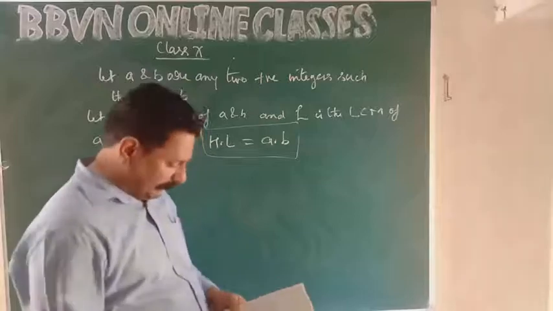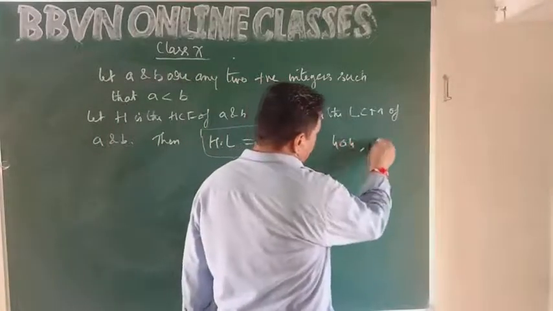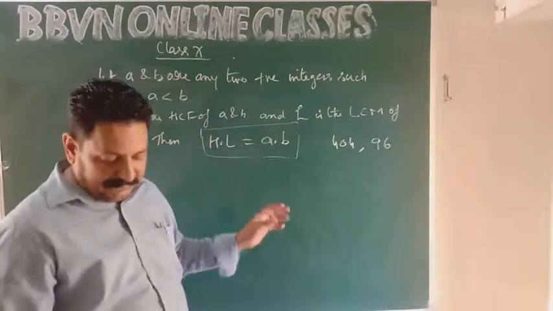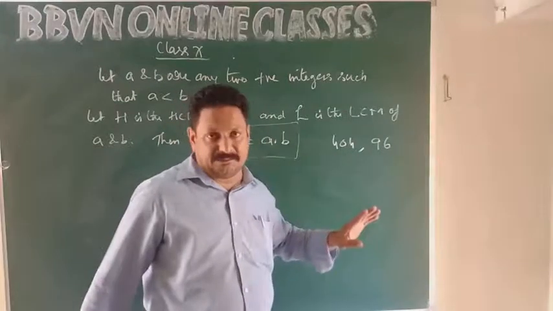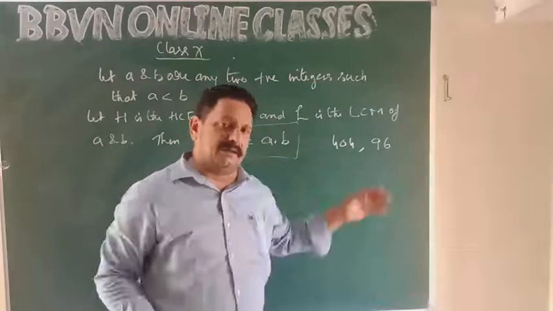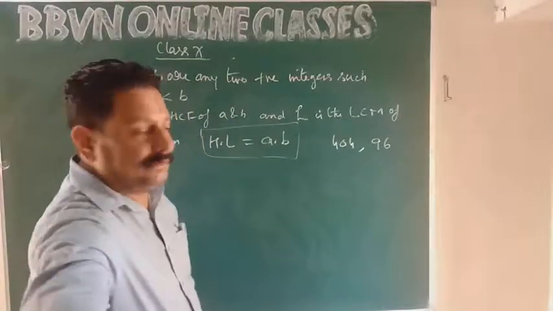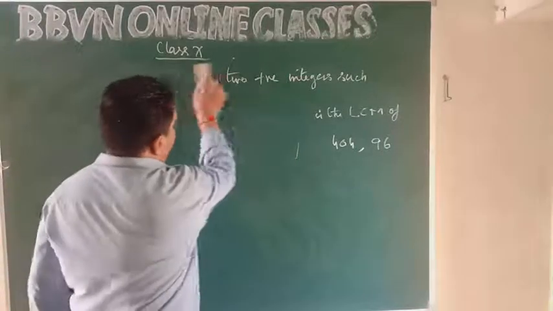जैसे क्वेश्चन है आपके पास 404 and 96. These are the two numbers. Verify H into L is equal to A into B. So one of them is A, one of them is B. You can consider anything as A or anything as B. That is completely up to your discretion how you take it. Okay. Now, you know the division algorithm to find HCF.